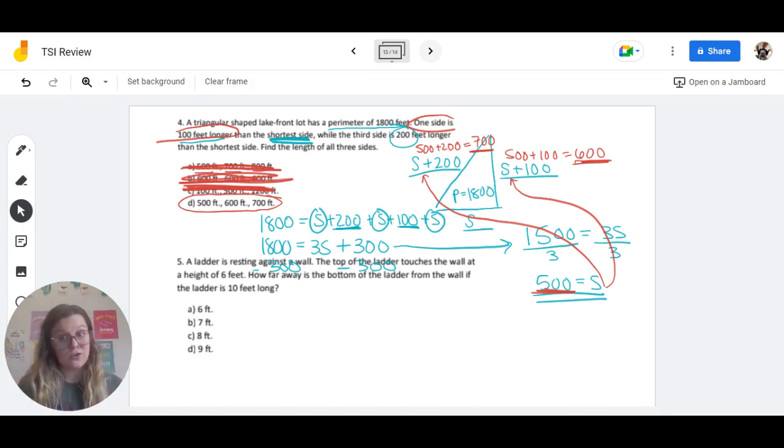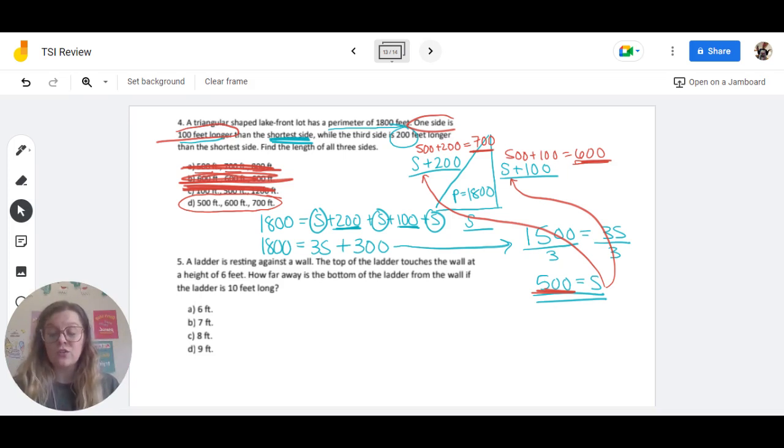So we could have also just looked at our answer choices and got D. Okay. Looking at number 5, I'm going to clean this up a little bit here. Number 5 says a ladder is resting against a wall. The top of the ladder touches the wall at a height of 6 feet. How far away is the bottom of the ladder from the wall if the ladder is 10 feet long?